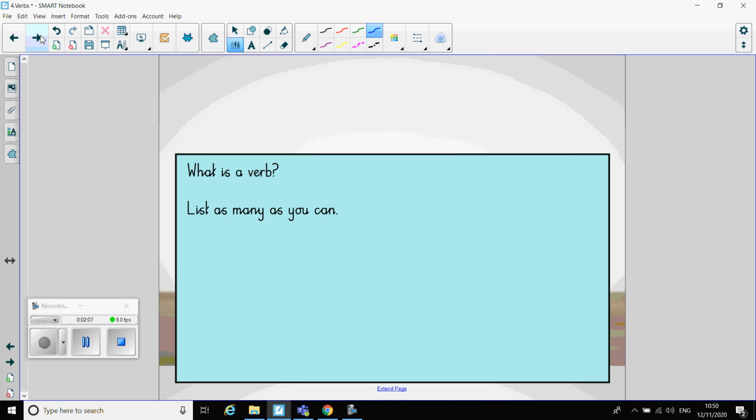What we're going to be looking at today, Year 6, is verbs. So first of all, I'd like you to list as many verbs as you can before I tell you what they are. Have a go. So pause the video, have a go, see what you can do. What do you think a verb is? And list as many as you can.